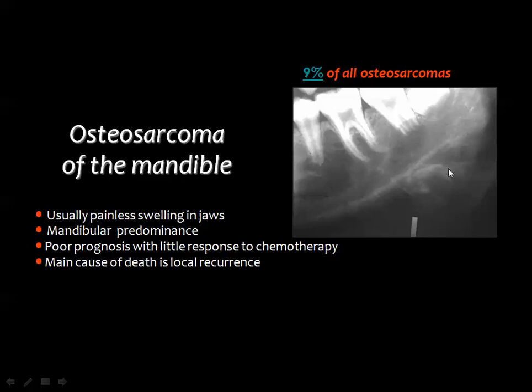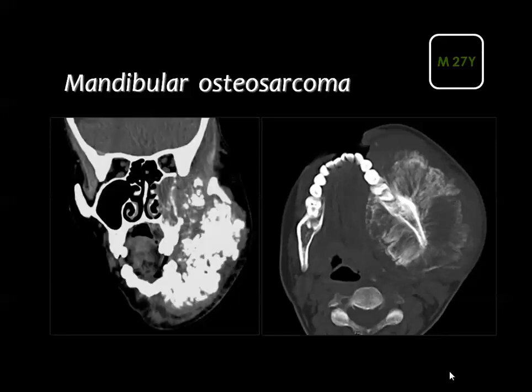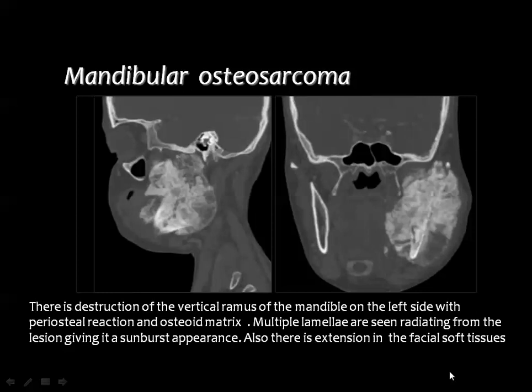Osteosarcomas of the mandible represent about 9% of all osteosarcomas elsewhere in the body. And this is a classic appearance of osteosarcoma of the mandible with the typical sun ray spiculation in the extraosseous soft tissue component. And this is also a classic appearance of an osteosarcoma of the left mandible with the sun ray spiculations, as you can see here in the bone and in the soft tissue window images.